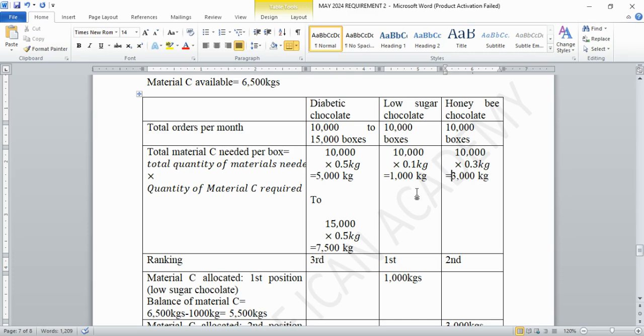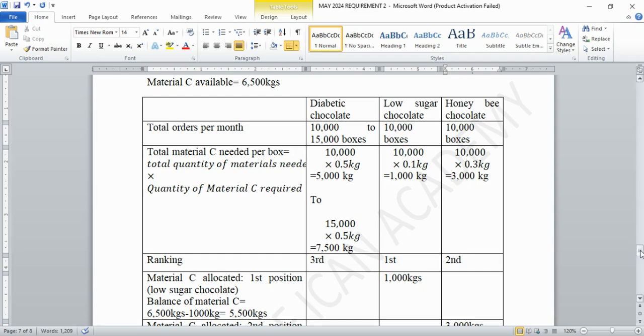Even before we look at that, let's look at this. Now, this one is number one, the low sugar. This one is 1,000, that's the first one. We'll supply everything. Now, out of 6,500, if we remove 1,000, how many will be left? 5,500. Honeybee needs how many? 3,000. So we have 5,500 left, right?